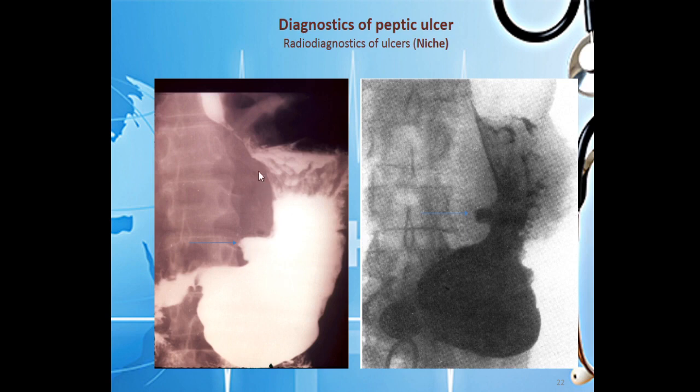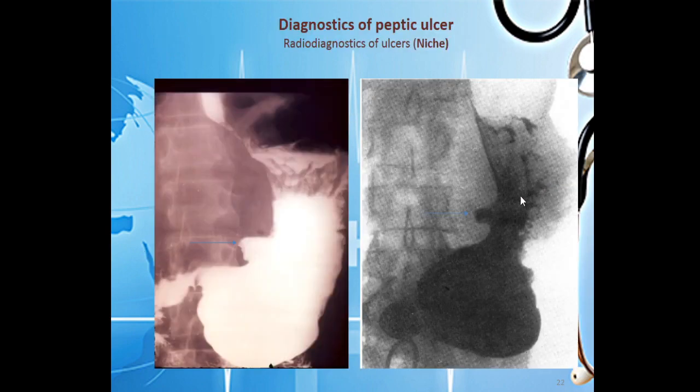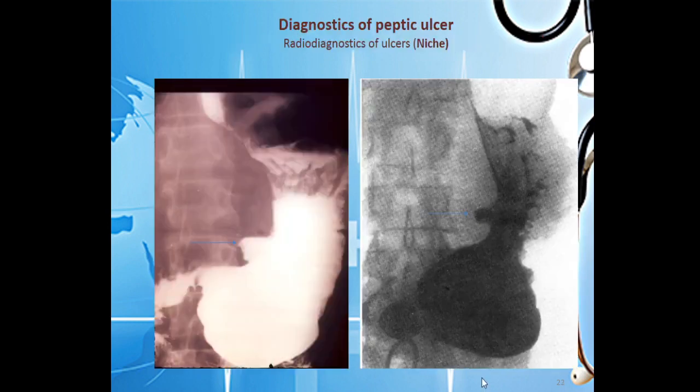X-ray. We can see the esophagus, stomach, duodenum. We can see the niche. This is a symptom of a big ulcer. In this X-ray we can see the niche and convergence of the folds. This and this and this are the convergence of the folds. So this is an example of the X-ray. That's all about investigation. So investigation of ulcer is easy: fibrogastroscopy, and if we need it, X-ray, roentgenography.